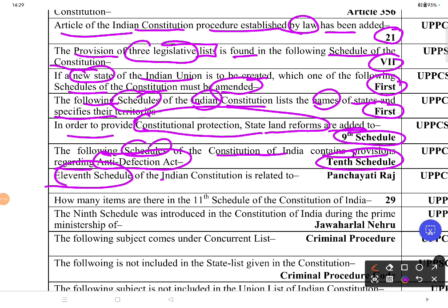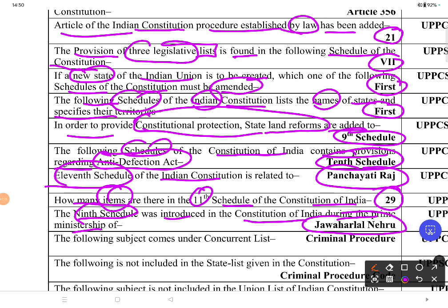The following schedule of the Constitution of India contains provisions regarding the Anti-Defection Act, that is the 10th schedule. The 11th schedule of the Indian Constitution is related to Panchayati Raj. How many items are there in the 11th schedule of the Constitution of India? That is 29. The 9th schedule was introduced in the Constitution of India during the Prime Ministership of Jawaharlal Nehru.